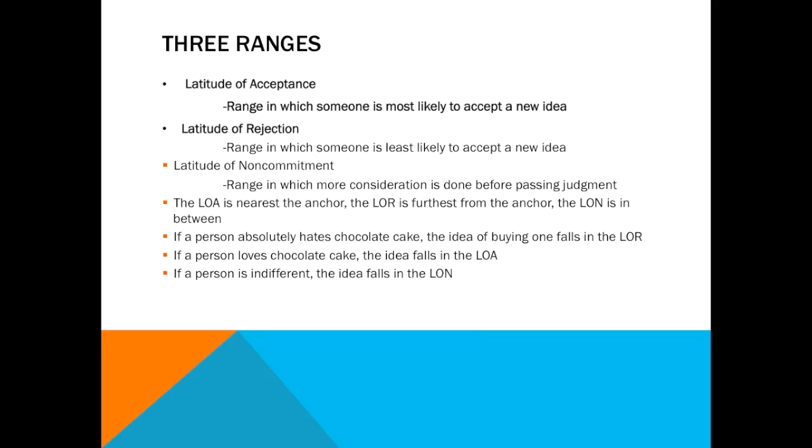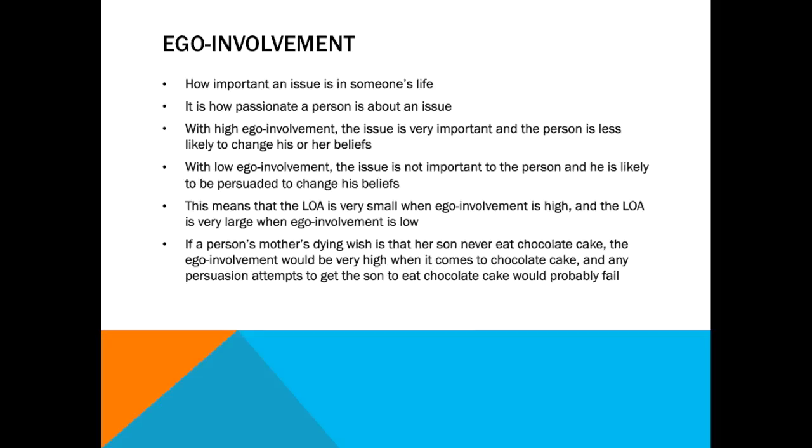For example, if a person absolutely hates chocolate cake, the idea of buying one falls in the LOR because they will not buy the chocolate cake because they hate it. On the flip side, if a person loves chocolate cake, the idea falls in the LOA because they will buy it. And if a person doesn't really care if they like chocolate cake, vanilla cake, strawberry cake, whatever, the idea falls in the LON. And that makes it very simple. It's a very clear, concise explanation for why people make decisions.